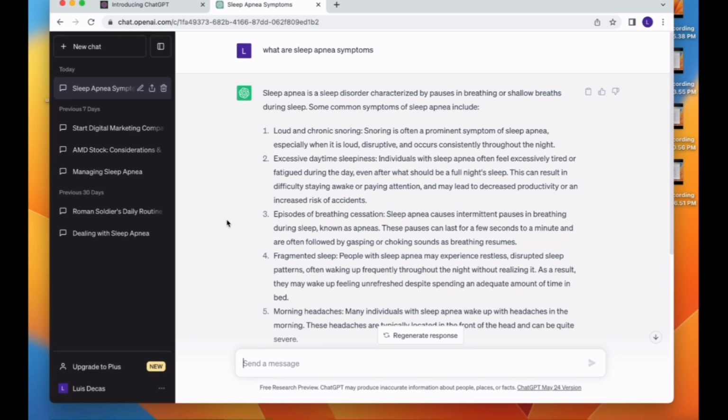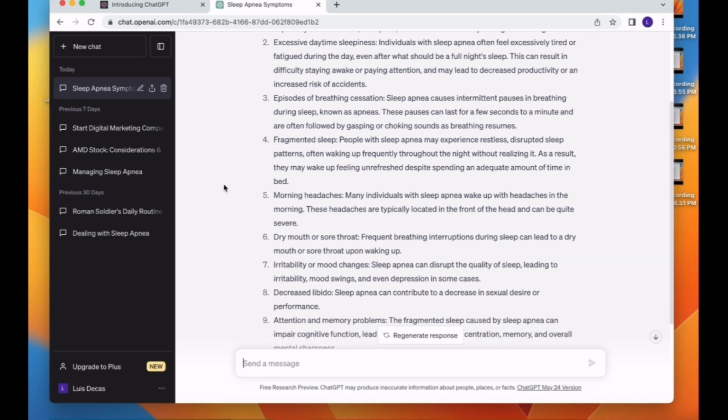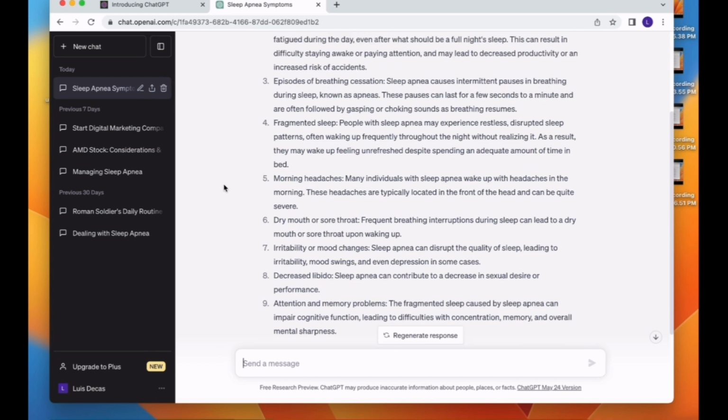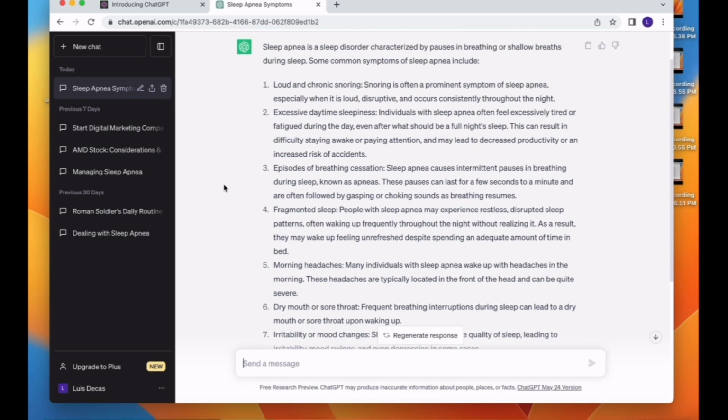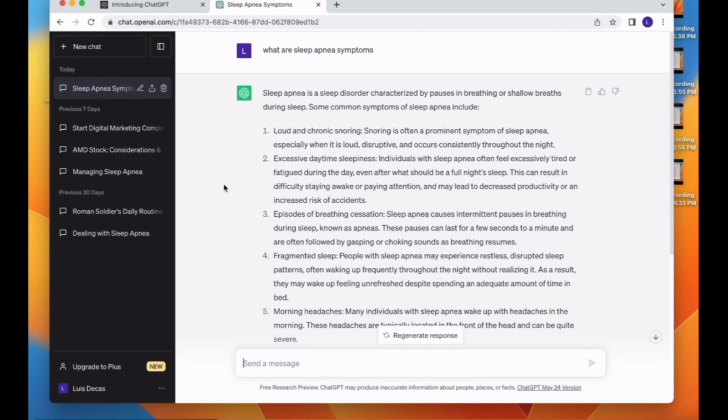So the first thing we're going to ask ChatGPT is, what are sleep apnea symptoms? We're going to go over this, and we have about 9 bullet points here. So let's go over that. Let's read pretty quick. So first one: sleep apnea is a sleeping disorder characterized by pauses of breathing and shallow breaths during sleep. Some common symptoms include the following.